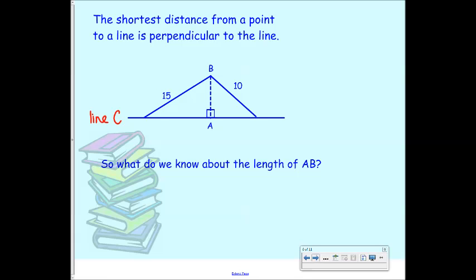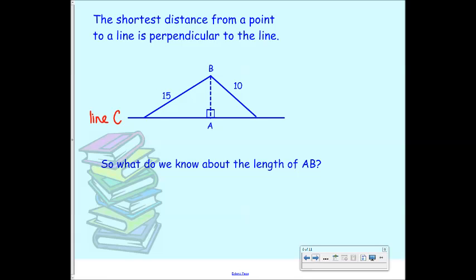Why? Because it's going straight down, and it makes what kind of angles? Right angles. So AB is perpendicular. So if you are going from B to line C, the most direct route is a line that is perpendicular because it's going to be the shortest one. Okay? So that means that I know that AB has to be shorter than 15, and it also has to be shorter than 10. Okay?